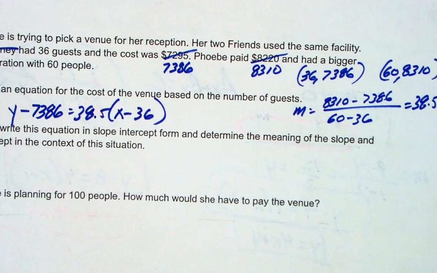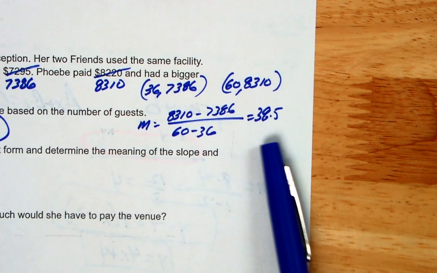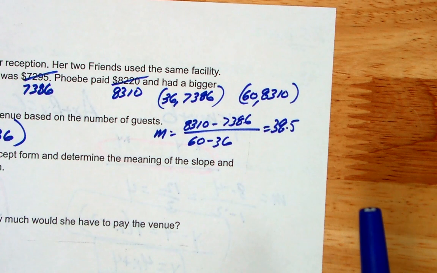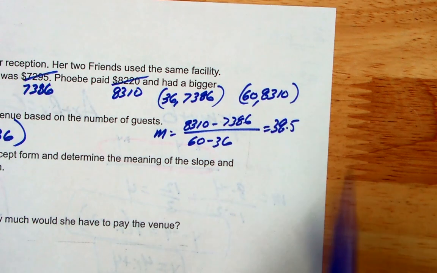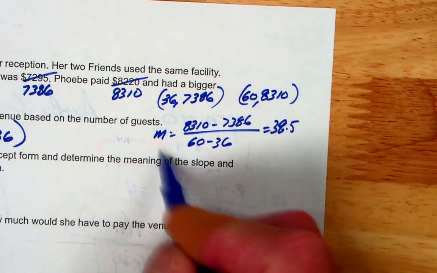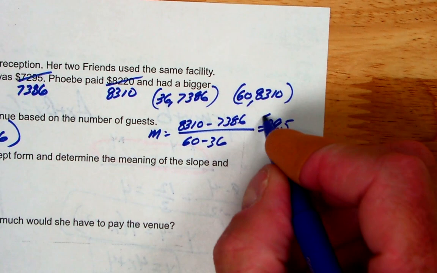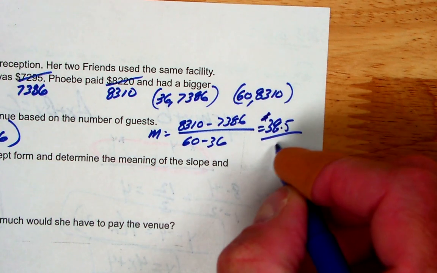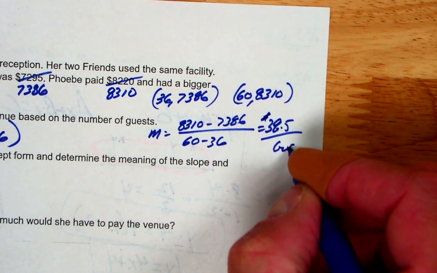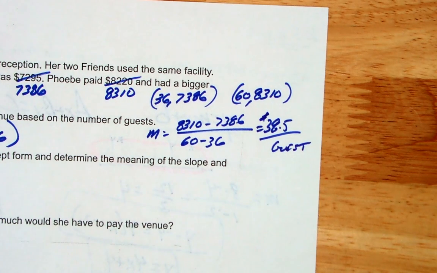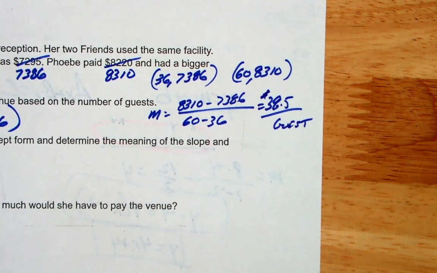Okay. Did you get 38.50 for your slope? Yeah. Okay. What does 38.50 mean in this case? $38.50 per person. Yeah, because it's dollars on the top, people on the bottom, so it's dollars per person. Okay. If you just look at your labels, then I think you'll be fine. It's $38.50 per guest. So that's their meal. Maybe it includes some drinks. Maybe it's prime rib. Who knows?